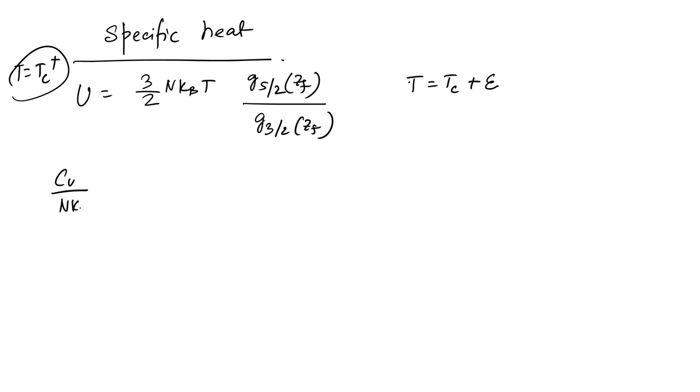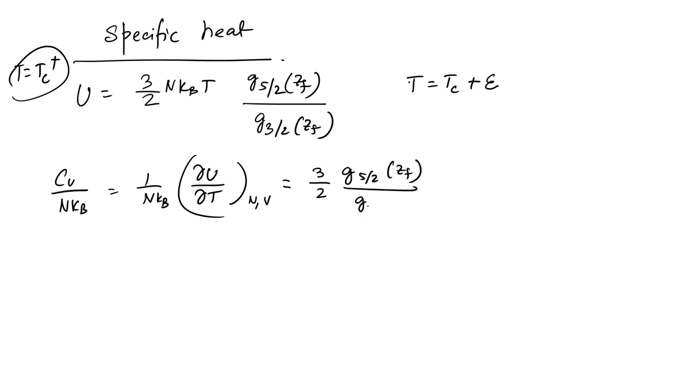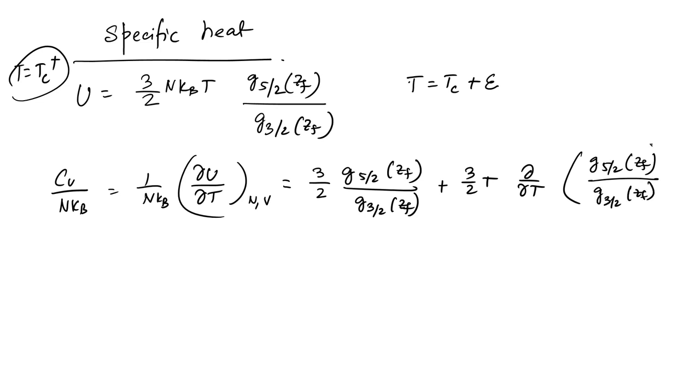So C_V by Nk, just divided by that. So this is equal to 1 over Nk, del U del T at constant N, V. This is equal to 3/2. We have to take this. So it's g_{5/2}(z_F) over g_{3/2}(z_F) plus 3/2 T del del T of g_{5/2}(z_F) over g_{3/2}(z_F). Now these temperature dependencies come, as I was telling you earlier, and it is important to know what these dependencies are for z_F and all that. And now you have to take a derivative with respect to temperature.